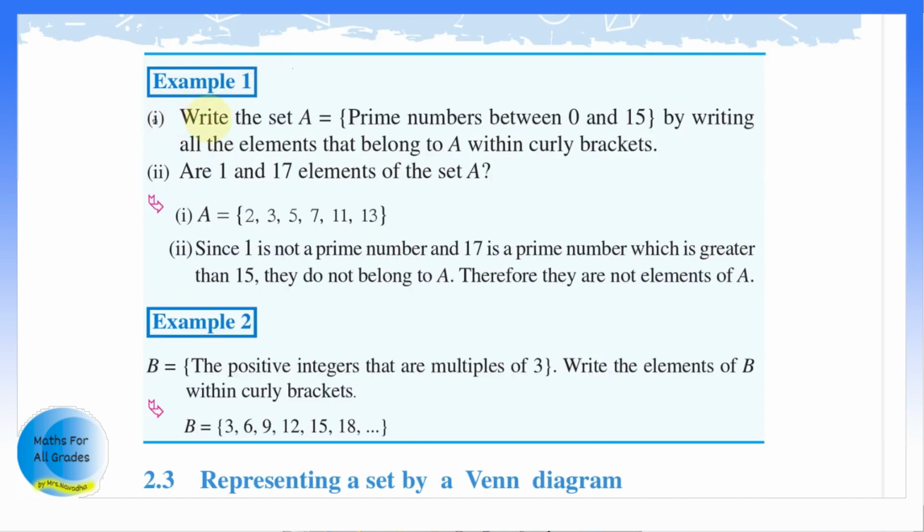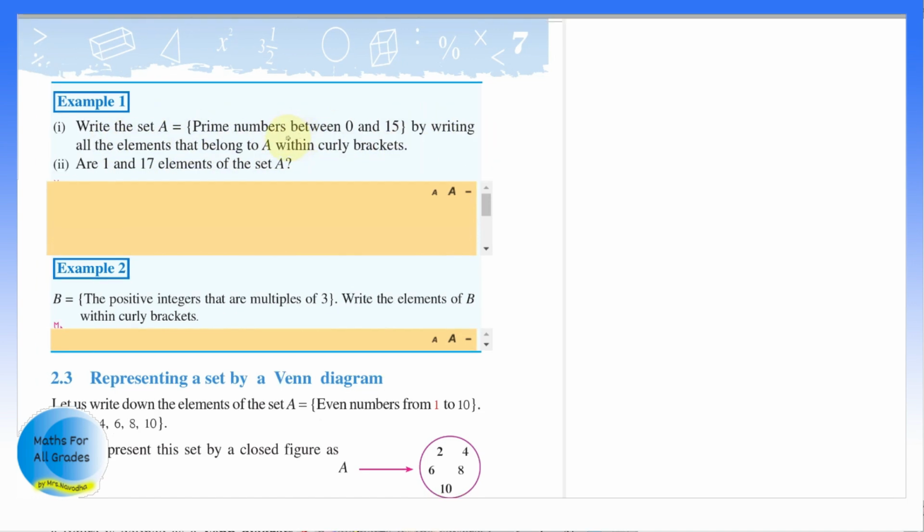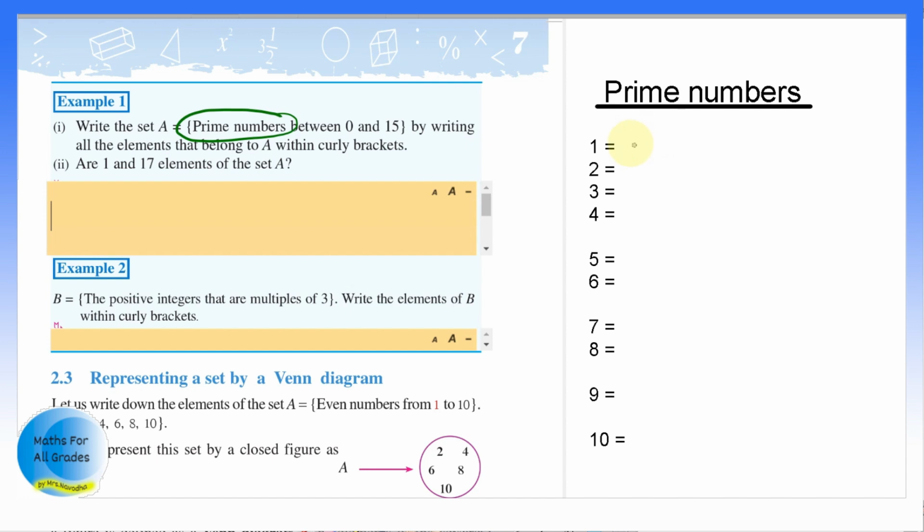Let's discuss example 1. Write the set A equals prime numbers between 0 and 15 by writing all the elements that belong to A within curly brackets. First of all, I'll quickly remind you what the prime numbers are. Here I have written numbers from 1 to 10. Now let's write down all the multiplications.